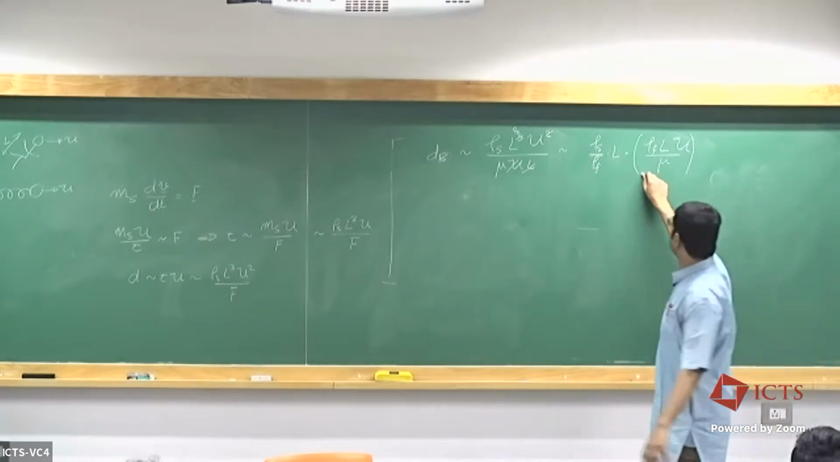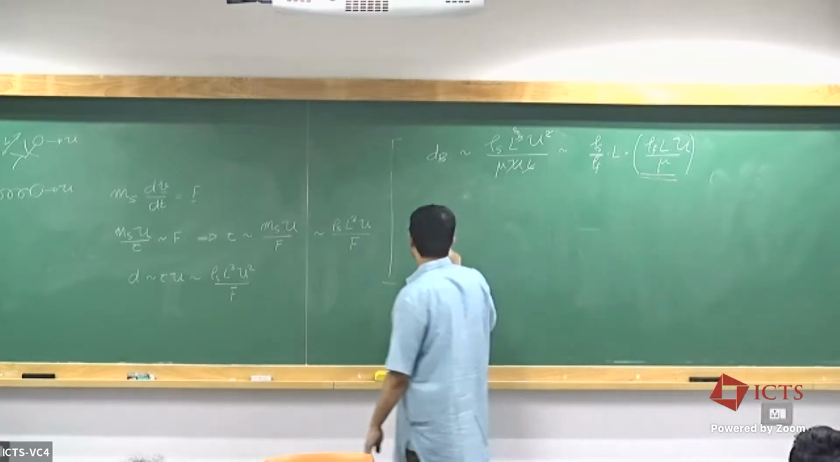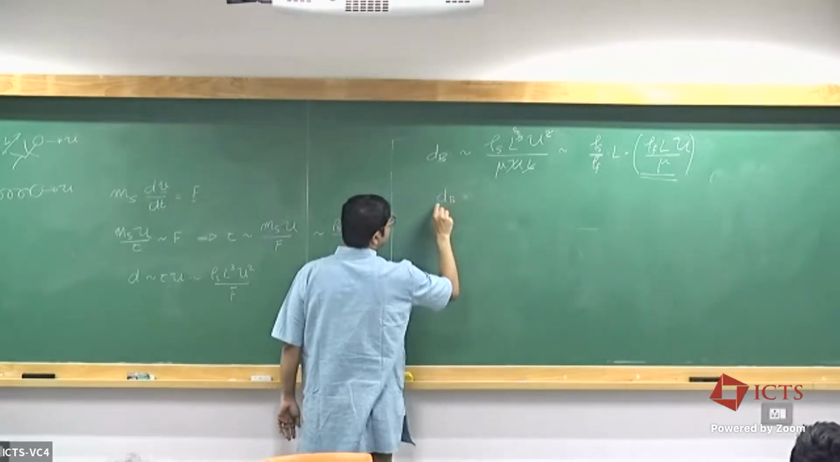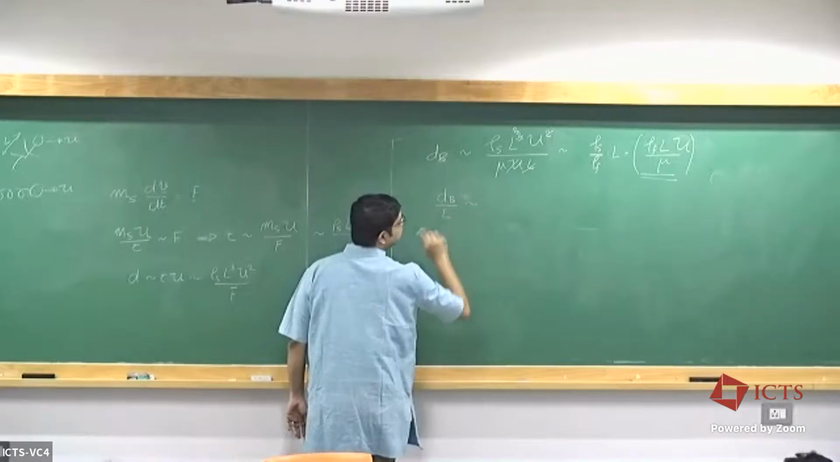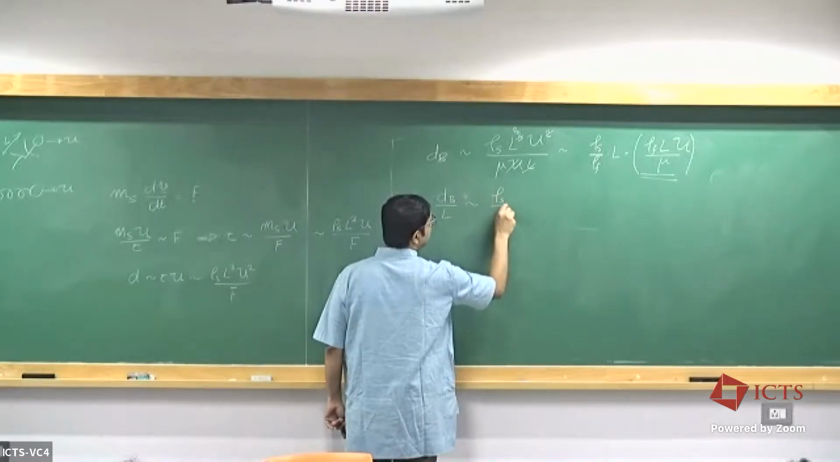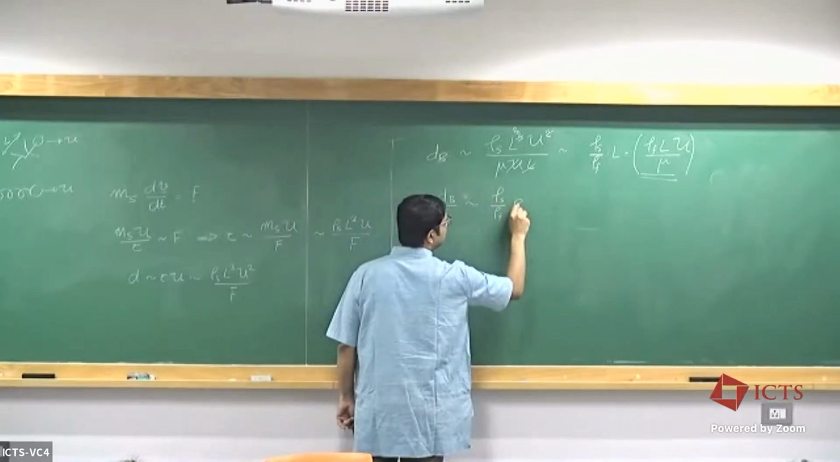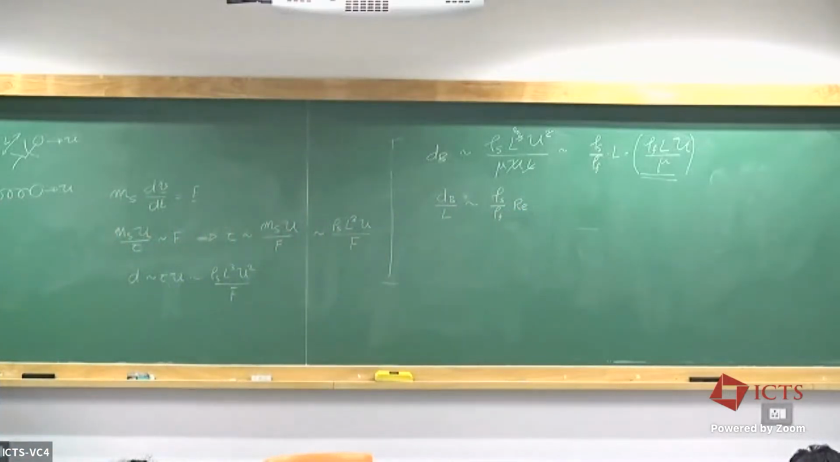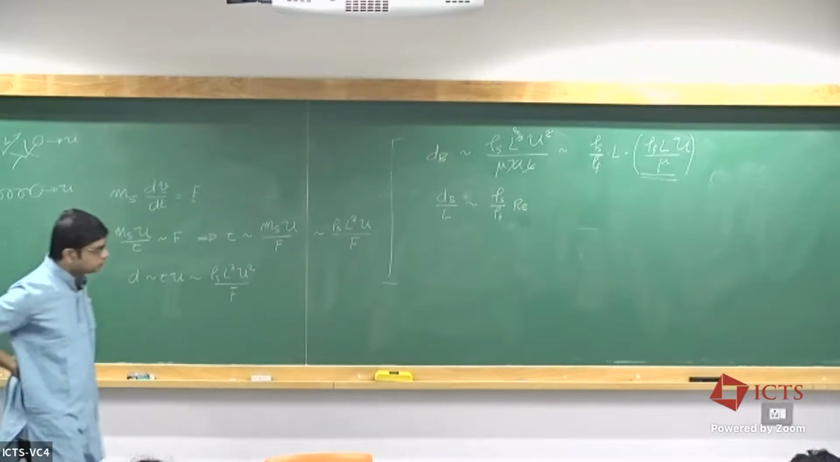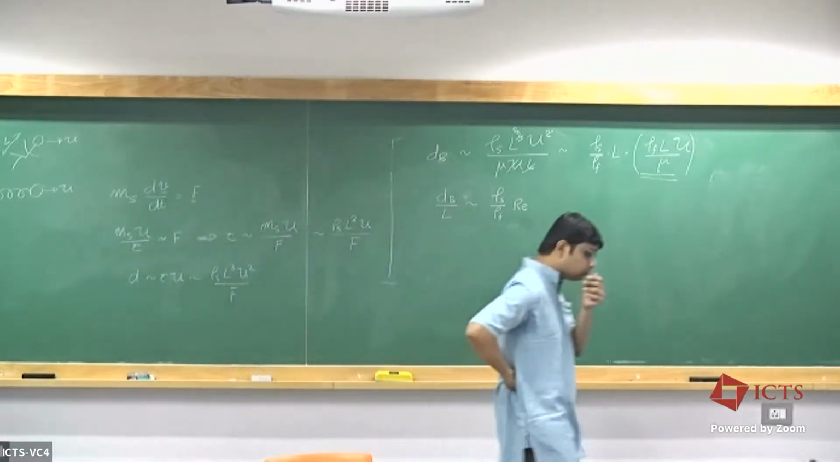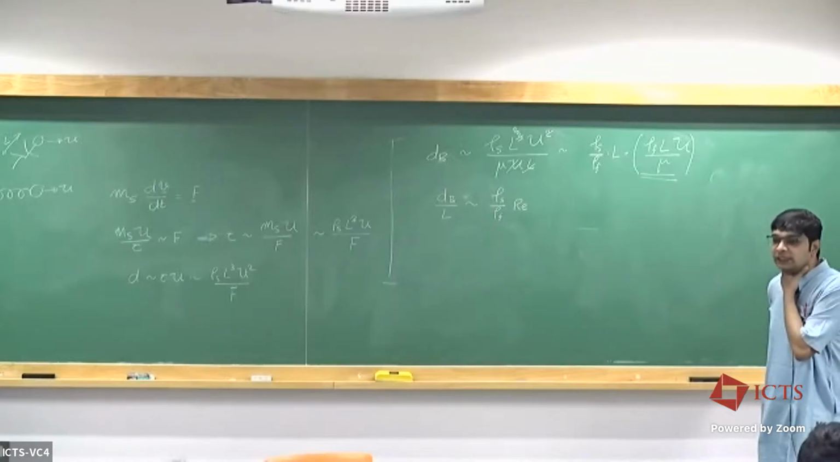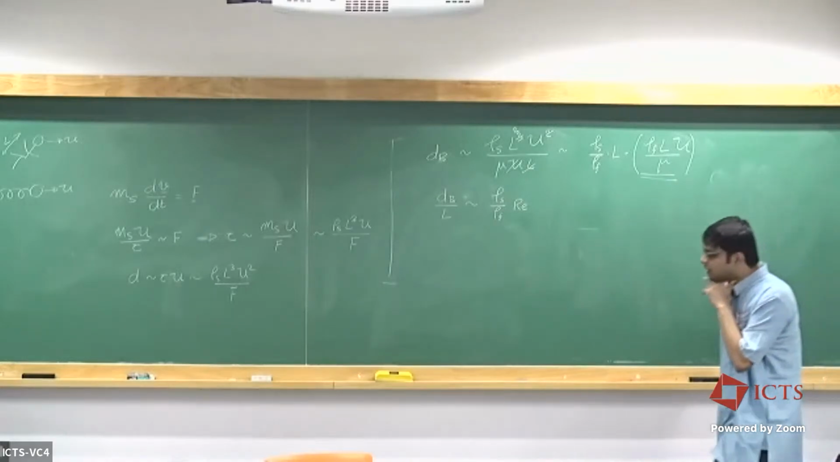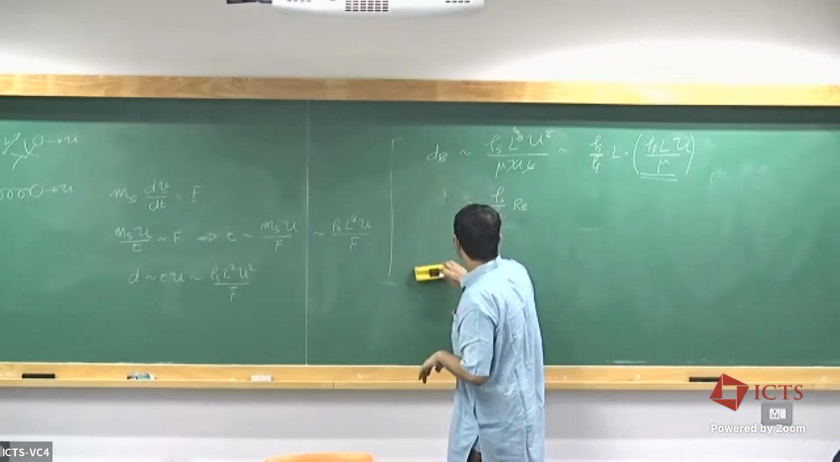What is this number that's sitting over there? Okay, that's Reynolds. So maybe I can write this. dB over L is rho S over rho fluid times Reynolds. So now you sort of see what's going to happen, okay? Or maybe let's just write this.